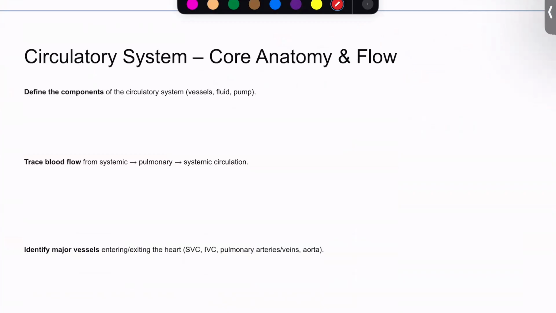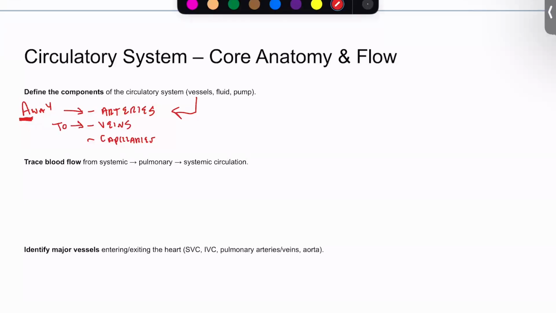So first off, define the components of the circulatory system. So our vessels are going to be the tubing that carries blood throughout our entire body. So we've got three types. We've got arteries, we've got veins, and we've got capillaries. So arteries are going to be carrying your blood away from your heart. Veins are going to be carrying blood to your heart.